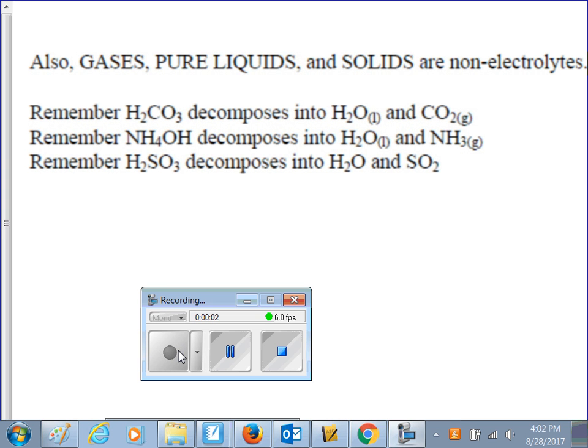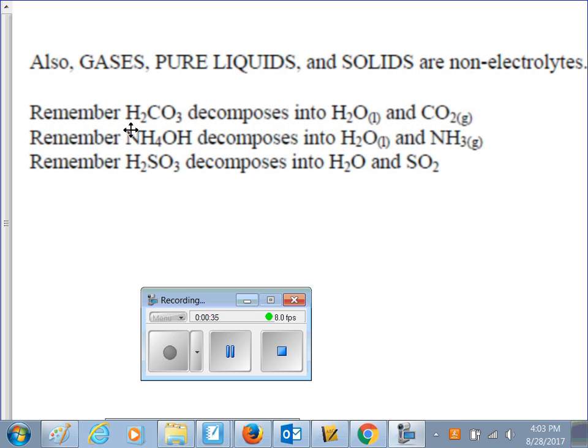Okay, so this is continuing on with net ionic equations. There are several rules that you need to internalize. The first one I want to talk about is if you have anything that is a gas, a pure liquid like water, or solids, those are not going to become ions in your complete ionic or your net ionic equation. They'll just stay as gases, liquids, or solids.